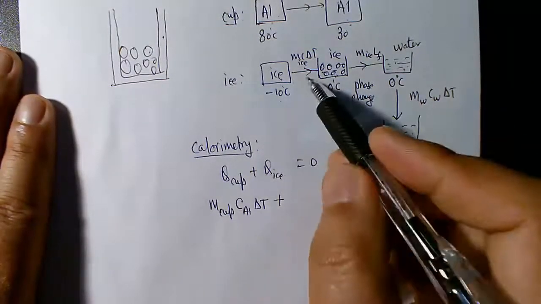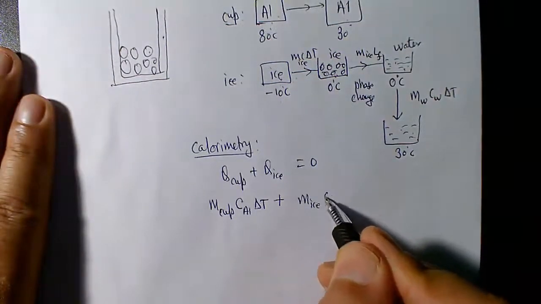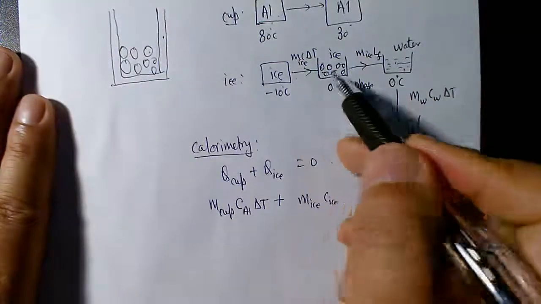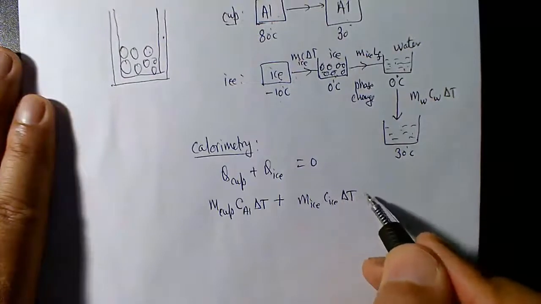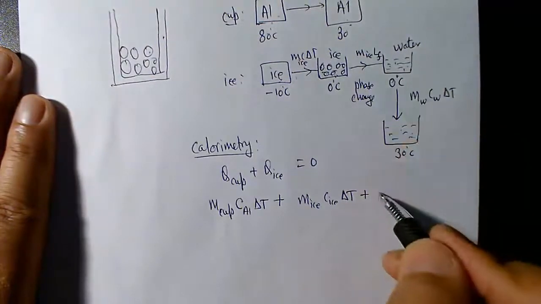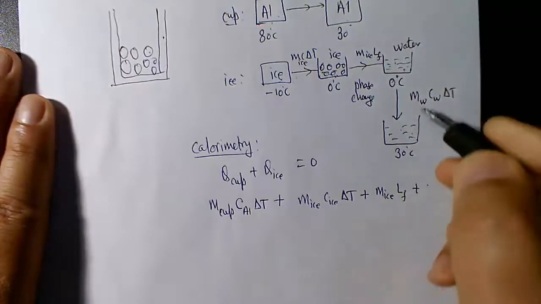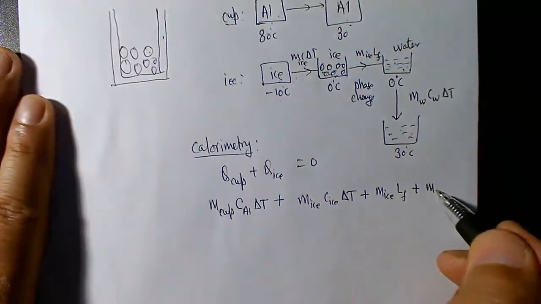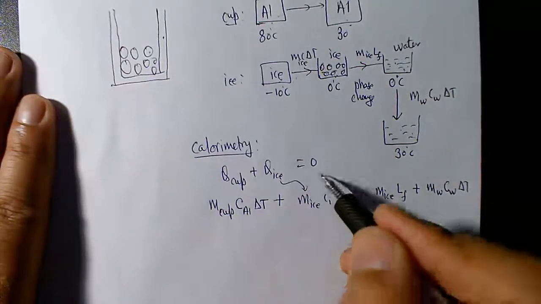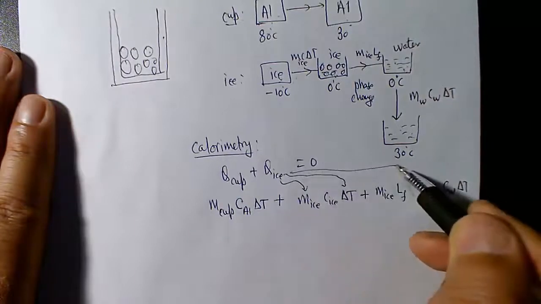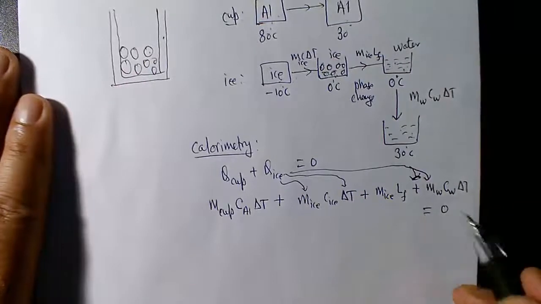Plus the Q of ice has three steps, as I said. So one is M of ice, C of ice, because this has not melted, so you have to use the specific heat capacity of ice, and delta T. Plus then the phase change, mass of ice, L of fusion, plus then from here to water warm up, mass of water, C of water, delta T. So see, ice will exchange heat in three different ways that you have to understand. Okay, and that all equals 0.